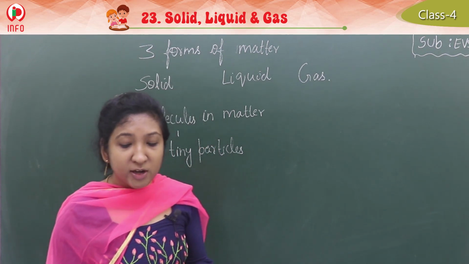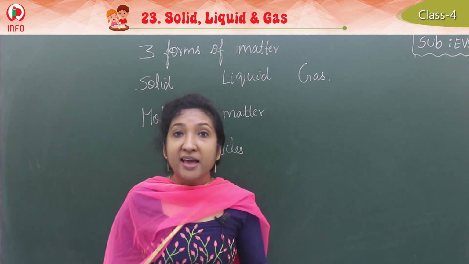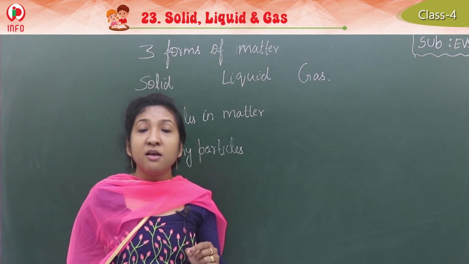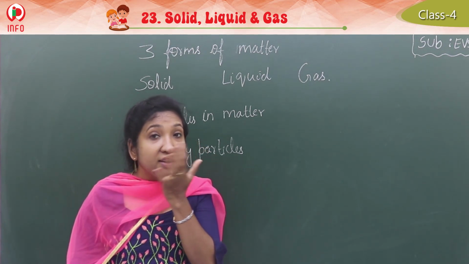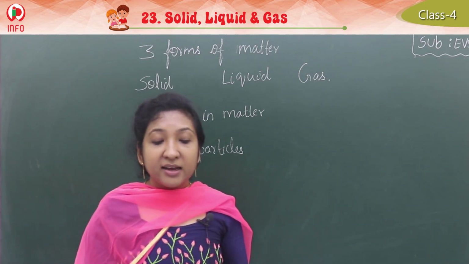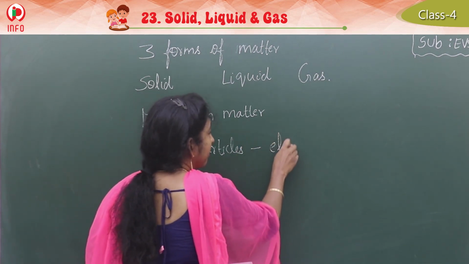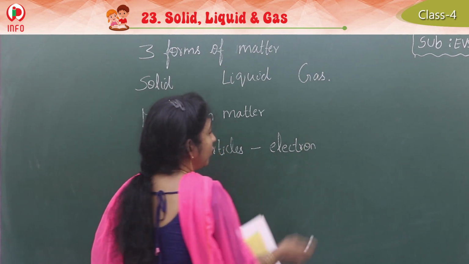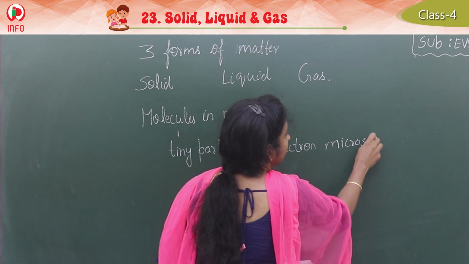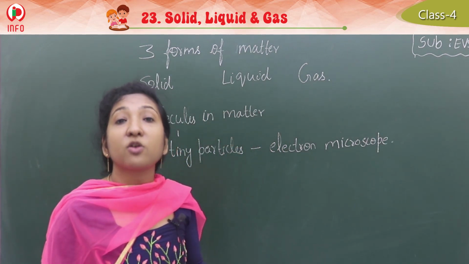molecules. The molecules are so small that we cannot see them with our naked eyes. Molecules are very small tiny particles. With our naked eyes, we cannot see. The molecules can be seen only under an electron microscope. We can see molecules only through an electron microscope.